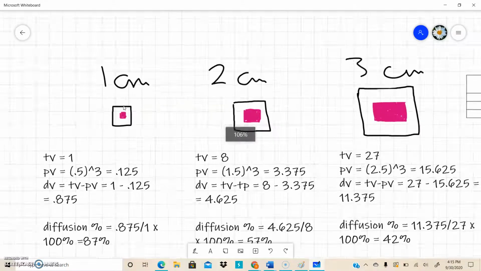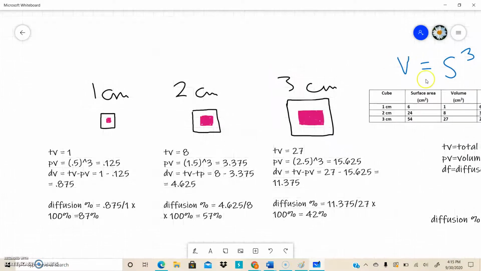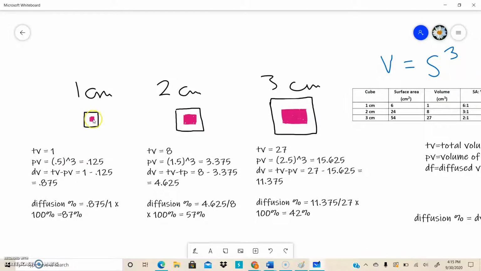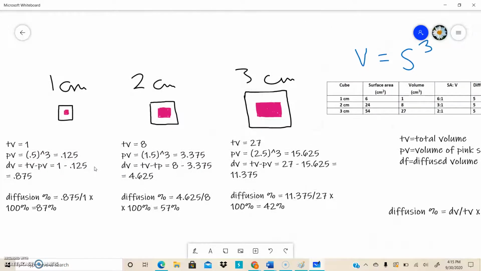Then I will use my formula for the volume of a cube, which is V equals S cubed, where S is the side, and I will find the volume of the pink cube within the cube. This is what I'm getting. So 0.5 cubed gives me 0.125. That is my pink volume. Once I have my pink volume, all I have to do to find my diffused volume, or this white volume, is to subtract the pink volume from the total volume, and this is what I'm getting. So the volume of the white portion is 0.875.